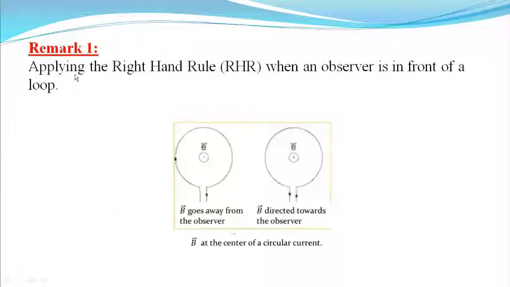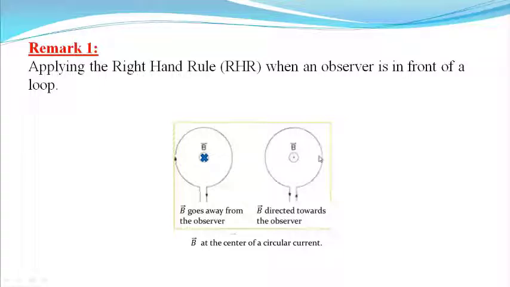Remark 1. How to apply the right-hand rule when an observer is in front of a loop. For example, this is a circular loop that is traversed by a current. To determine the direction of the magnetic field created at the center of this loop, first, curl the fingers of your right hand in the direction of the current. Then your thumb will be directed away from the observer, away from you. So the magnetic field goes away from the observer, and it has the symbol cross.